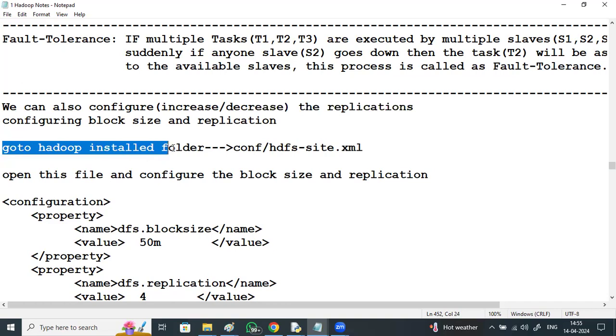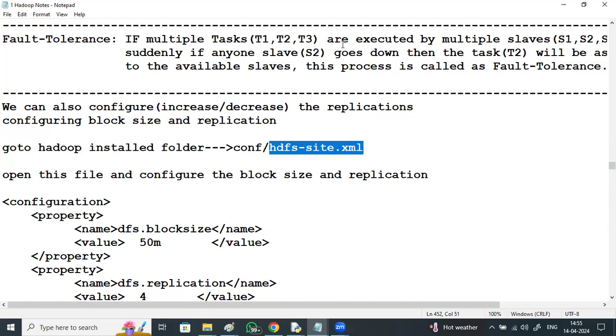Go to the Hadoop installed folder, conf folder, hdfs-site.xml. This is how we can configure block size and replication. Replication means we can keep our own number, like 4 times, 5 times, 6 times. If data is more sensitive, go with more replications. If it is insensitive data like Facebook or any social media data, we can keep 1 or 2 replications.